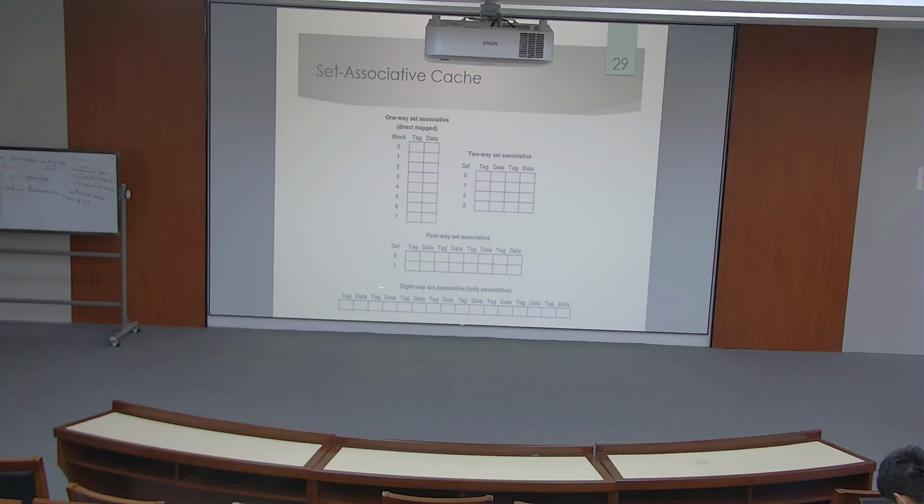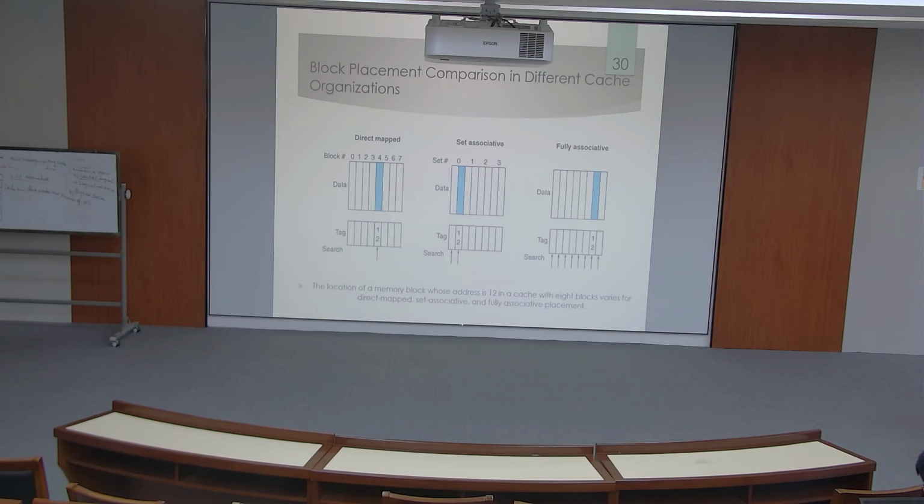So we also have an 8-way set associative. This is the direct map, this is two-way set associative, this is four-way set associative, and this is eight-way set associative. Now we have a block placement comparison in different cache organizations.